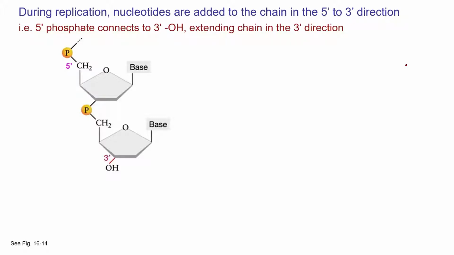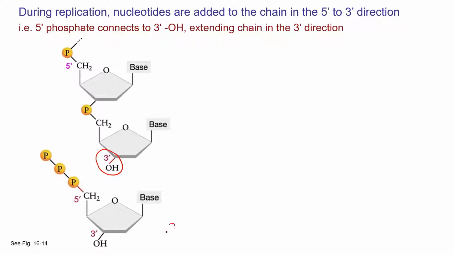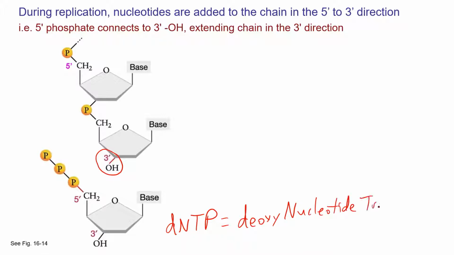Turns out that the enzymes can only work on this 3' OH. So this is kind of like the substrate of the enzyme. That's what it recognizes. So the enzyme is going to grab one of these things here. So you're probably wondering, what is that thing there? That thing there is a dNTP. So what is a dNTP? A dNTP is a deoxynucleotide triphosphate.